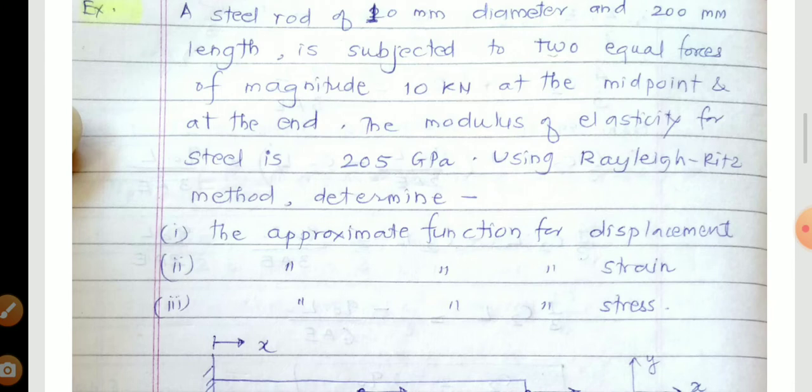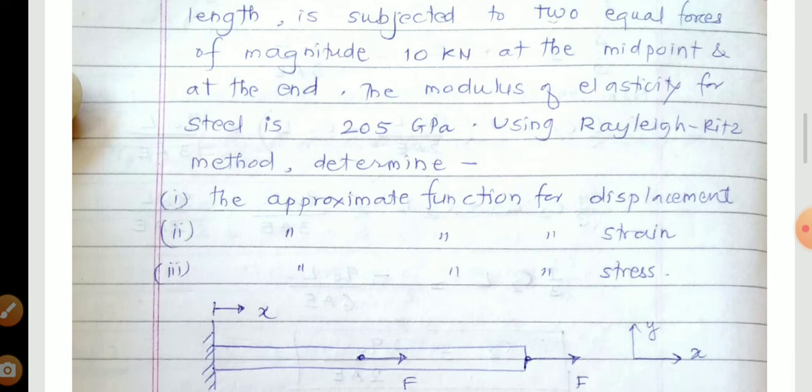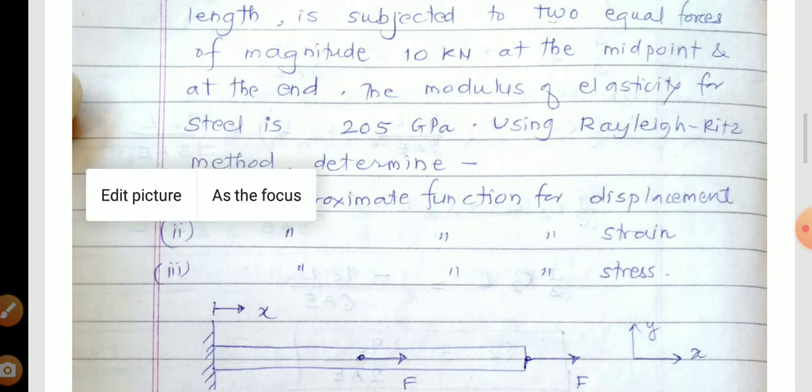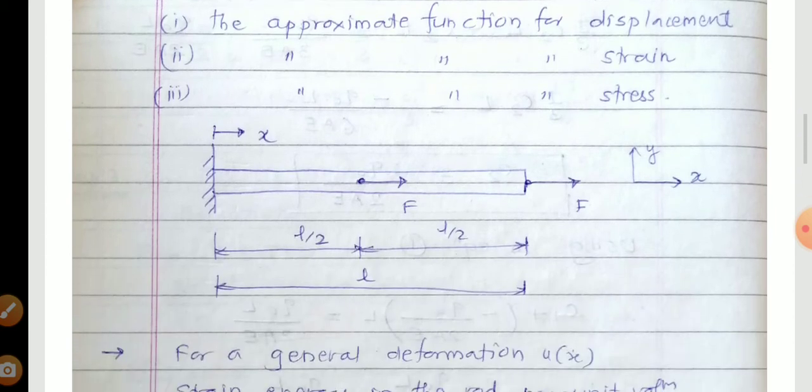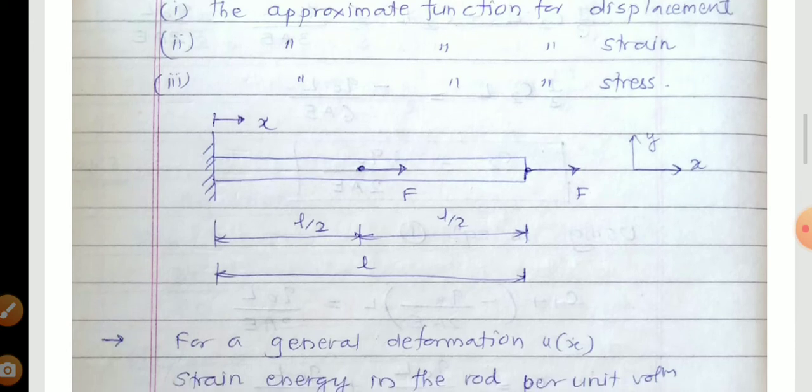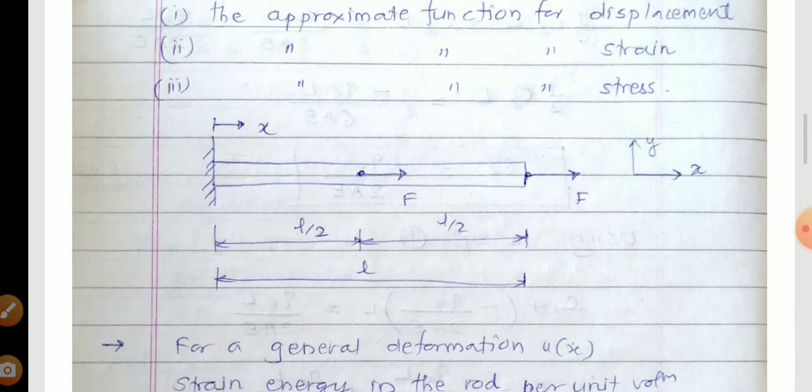Use the Rayleigh's method to determine the approximate function for the displacement, the approximate function for the strain, and the approximate function for the stress. So look at this geometry. It is a rod of length L, midway along the length it is carrying a load F. An XY coordinate frame is shown.